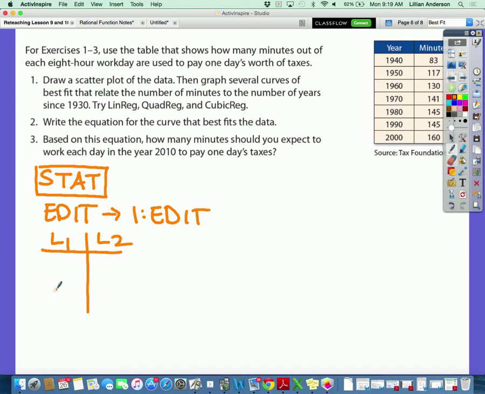What goes here in L1? For this particular example, we'll go here. Years. The years, and we'll go in what to L2? Minutes. Now, careful. If I read over this problem, it says graph several colors best fit. The number of years since 1930. 1930 will represent year what? 0. The initial year. So 1940 would be what? Careful. How many years from 1930 to 1940 is that? Oh, 10. So you start with 10. 1950 would be, and 1960, and it goes so on and so forth. The minutes was.